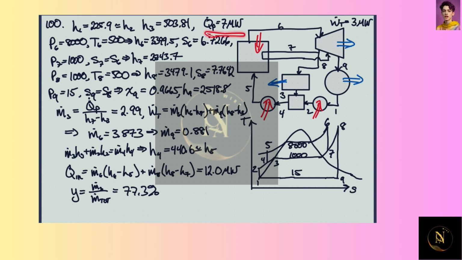So to get this ratio of heat flux and power, we need to bleed off about 77% of the steam on the high pressure side of the turbine.